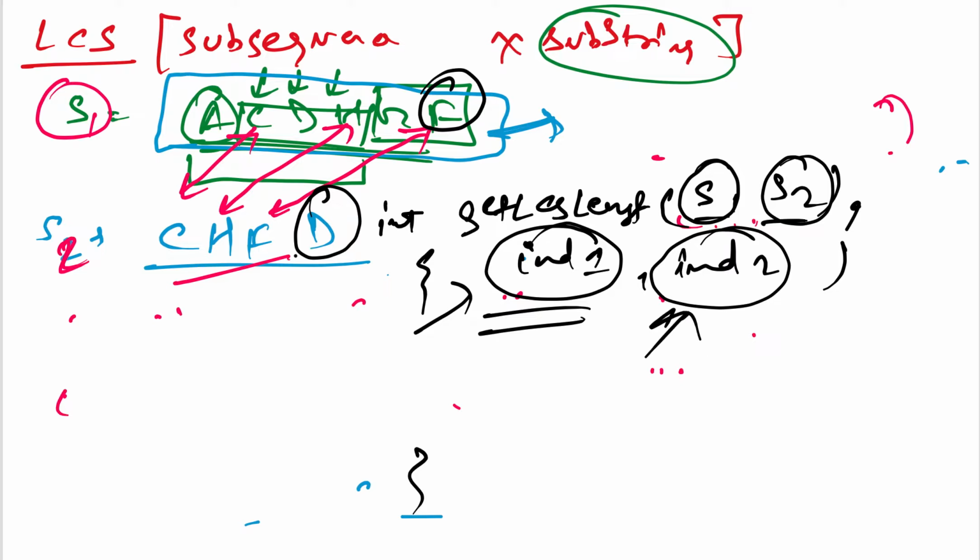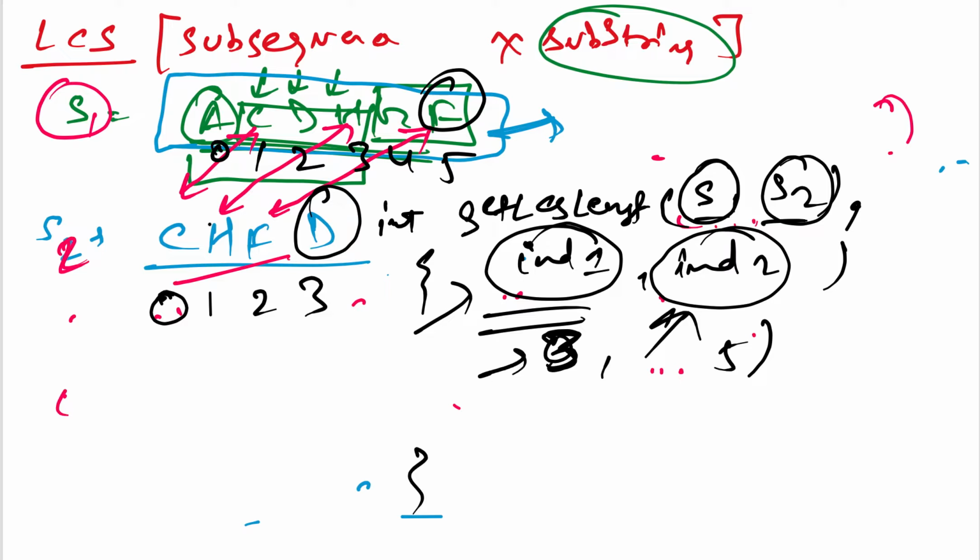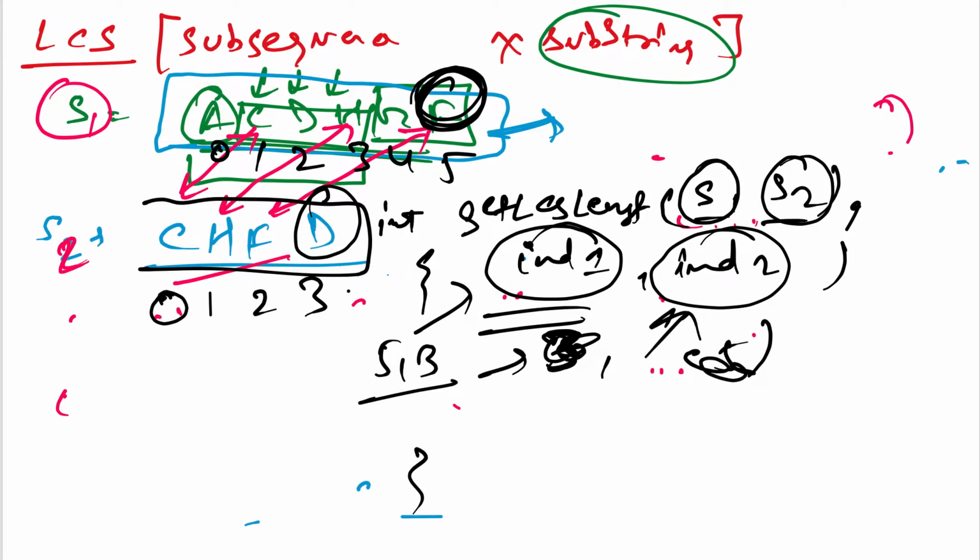So this is 0, 1, 2 and 3, and this is how many characters? 0, 1, 2, 3, 4, 5. So we will call 5 comma 3. That means we are considering up to the fifth index of s1 and up to the third index of s2.